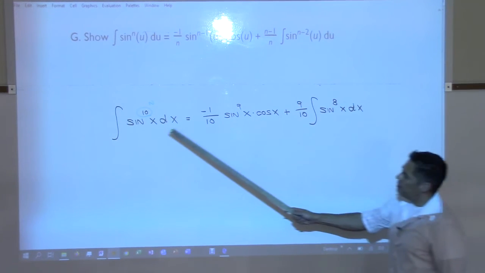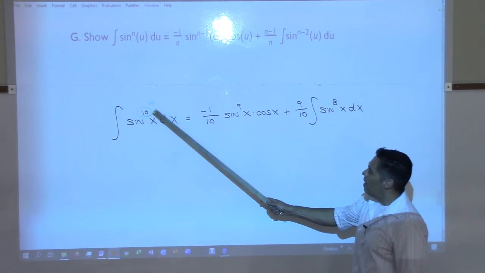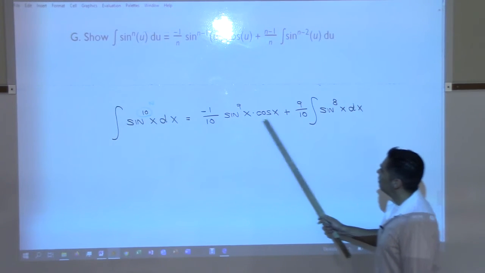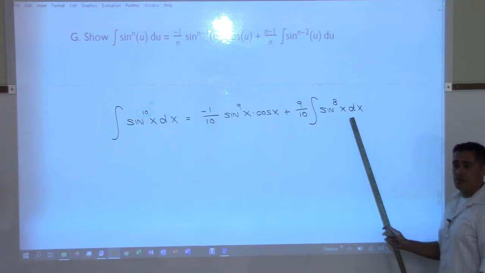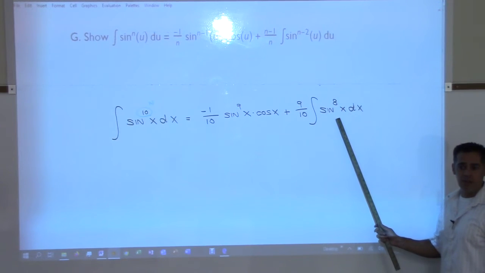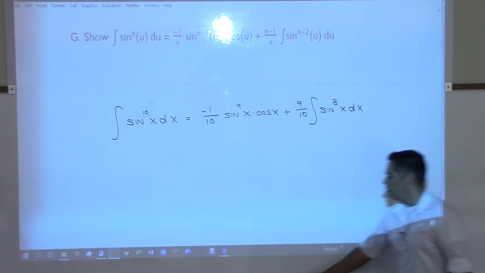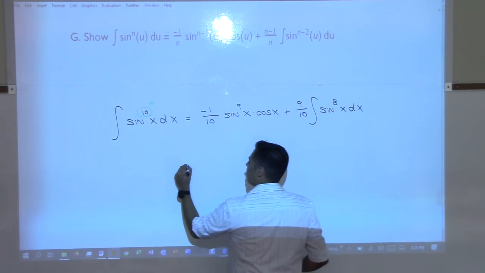So the antiderivative of sine to the 10th power is this plus this new integral, right? So now we have to do this integral. How can you do this integral? Use the same formula again, right? So what our next line would be is this.